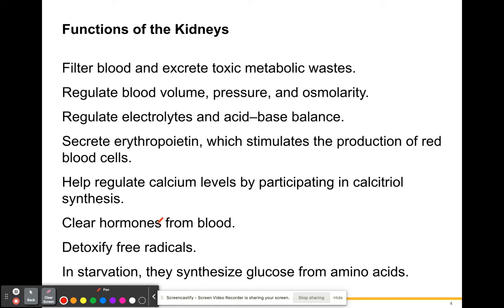It's going to clear hormones from your blood. It's going to detoxify free radicals. Free radicals are things that can cause cancer. We don't want those, so you want to get those out of the body as quickly as possible.